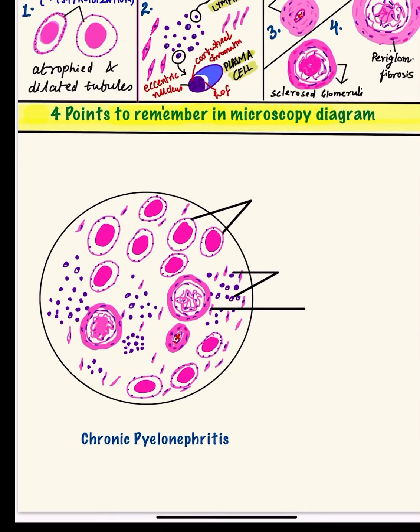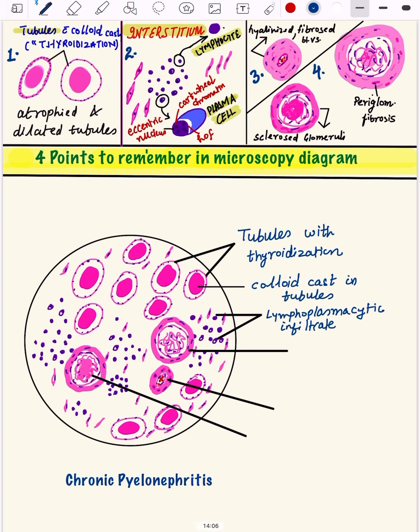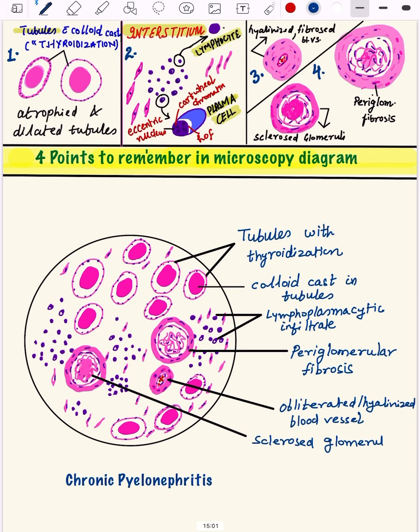Now lastly the labeling of this diagram. So we label all the components. First the tubules with thyroidization, and you can label the colloid cast. Thirdly, the lymphoplasmacytic infiltrate in the interstitium, then periglomerular fibrosis. Now these are the obliterated and hyalinized blood vessels, and lastly the sclerosed glomeruli. You can also label these fibroblasts which are present in the interstitium, causing the increased fibrosis.